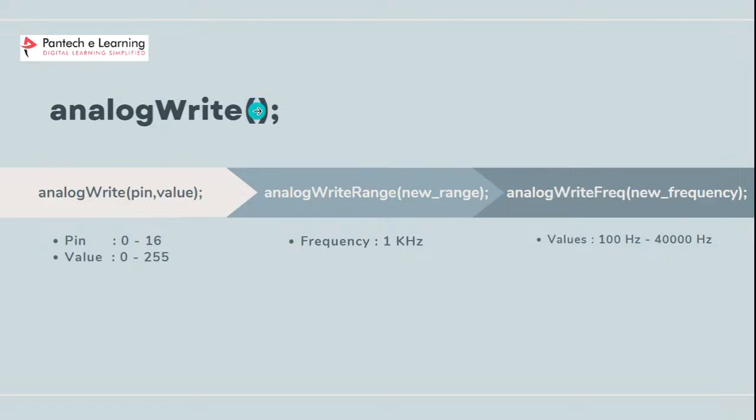Inside the parenthesis we have to pass some parameters. What are they? The first one is pin, which pin we are using, and value. So what is the range? 0 to 255. This is our range. So we have to mention the pin number here and the value here.